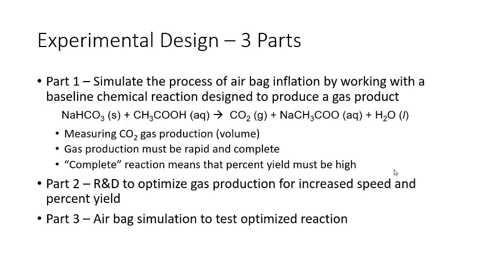So we want to take a look at a gas-producing chemical reaction, and we're going to try to optimize it in parts 2 and 3 to produce a chemical reaction that is both as rapid as possible and as complete as possible, so having the highest percent yield possible. In part 1, we're going to be working with our baseline experiment, which is a combination of sodium bicarbonate solid with acetic acid, aqueous, to produce our carbon dioxide gas. This is the gas production that we're going to use to mimic the airbag reaction. It also produces side products of sodium acetate, aqueous, and water.